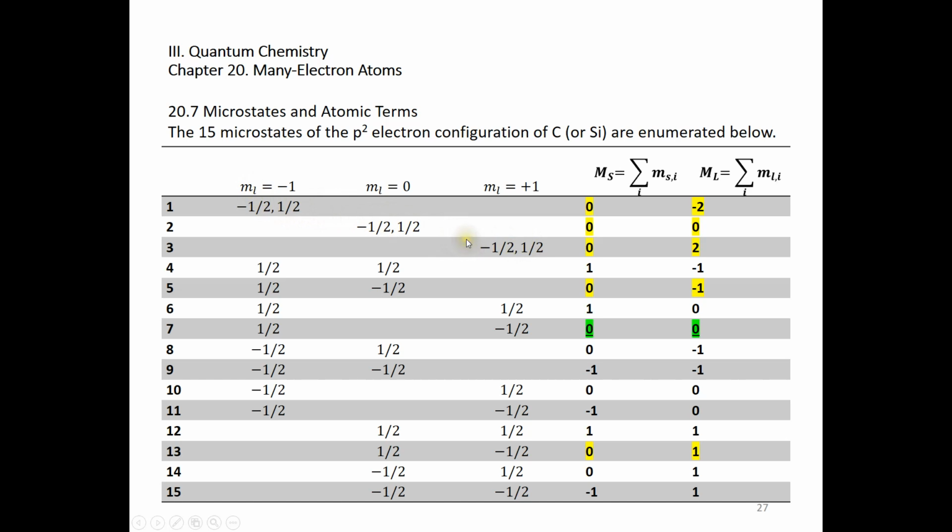Now let's allow the 2 electrons to have different M sub L values. Then we can have the 2 electrons in this column, in the first and second column.